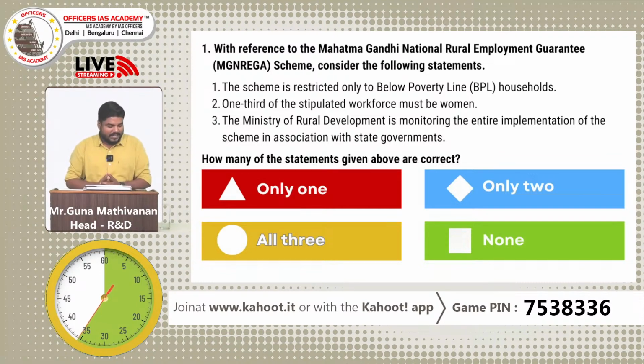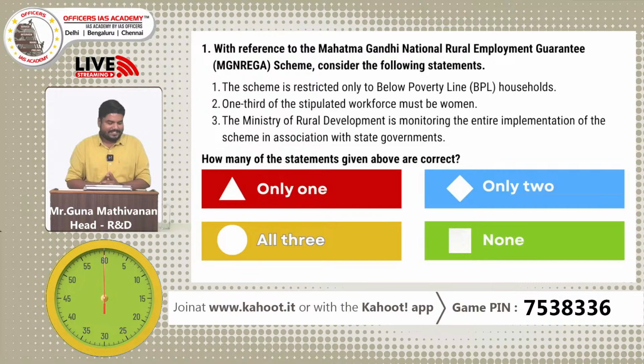You have 25 seconds. Please follow the ticker in your application. 20 seconds more. The one who is choosing at the earliest will be given more points. 10 more seconds. Last 10 seconds. Reference to MGNREGA. 5 more seconds. 4, 3, 2, 1.